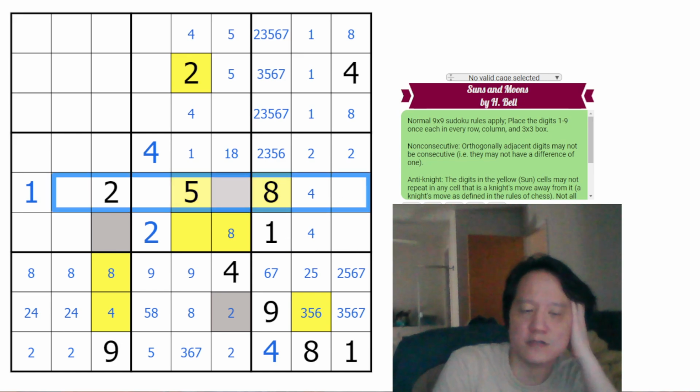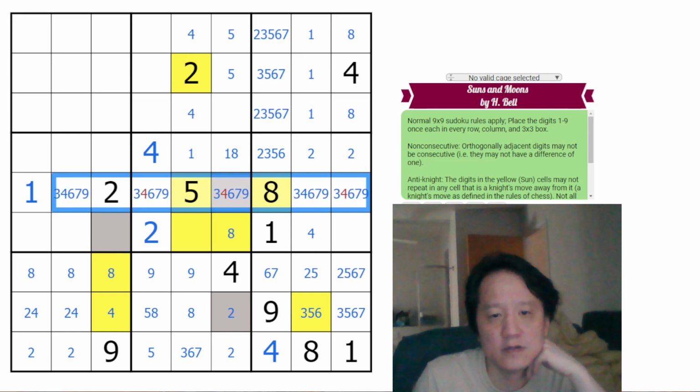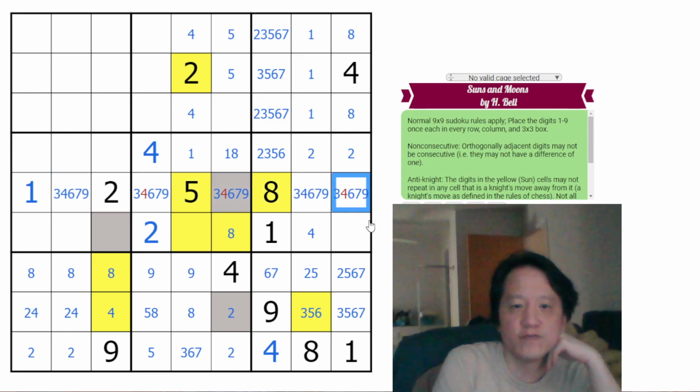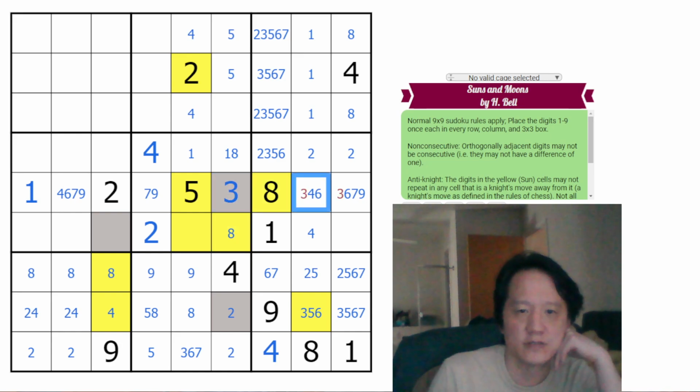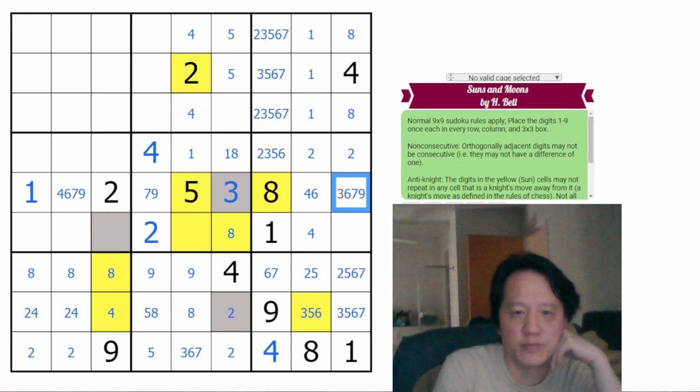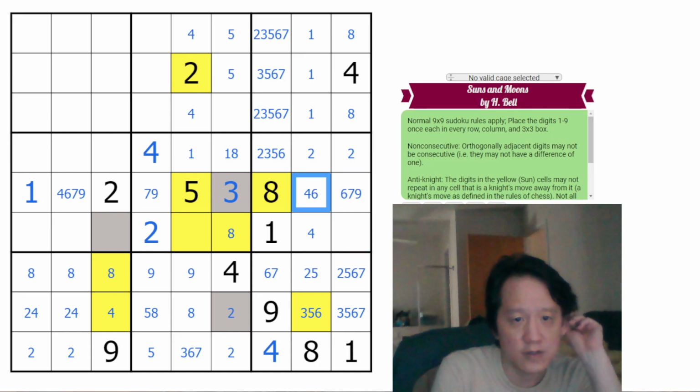Okay, let's put these numbers in. 3, 4, 6, 7, 9. So this can't be 4. This can't be 4. This can't be 4. This can't be 6 because of the 5. This can't be 3. This can't be 3. This can't be 7 or 9. This can't be 7 or 9. Therefore, this is the 3.